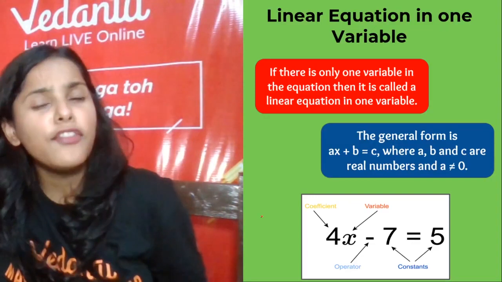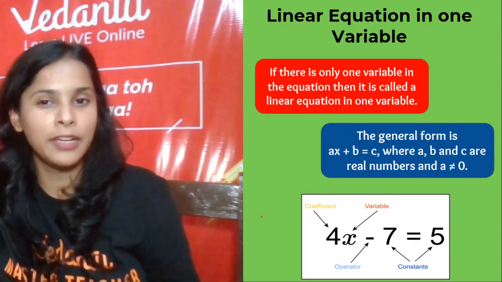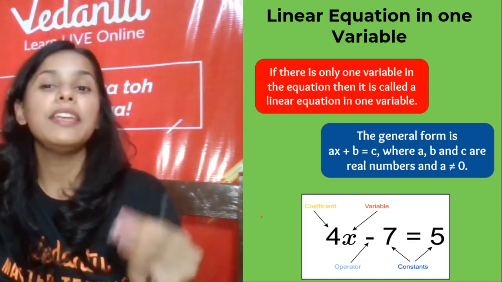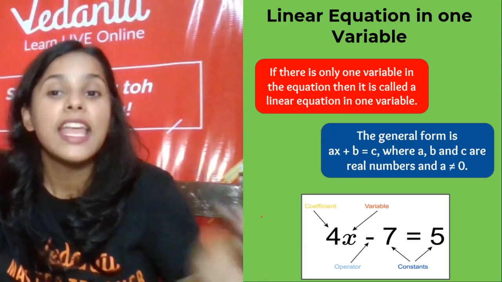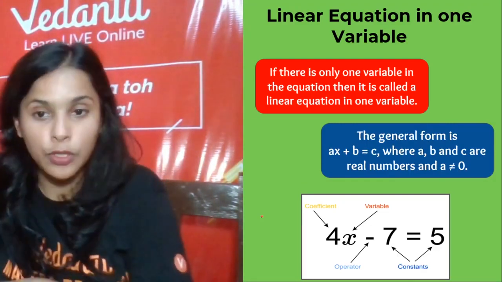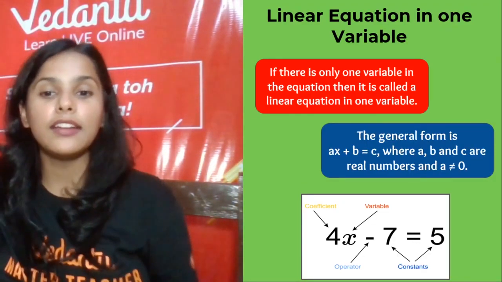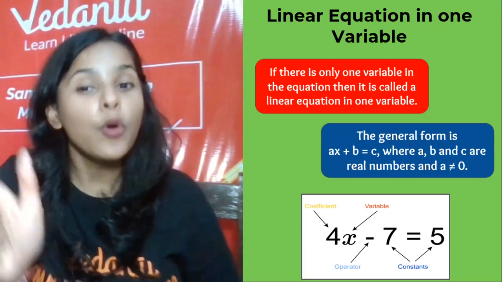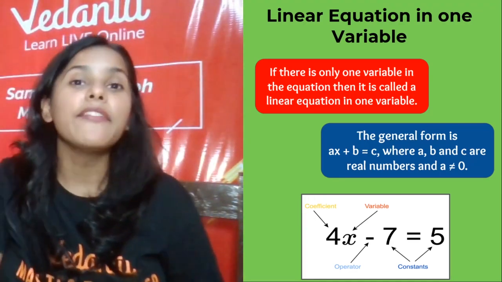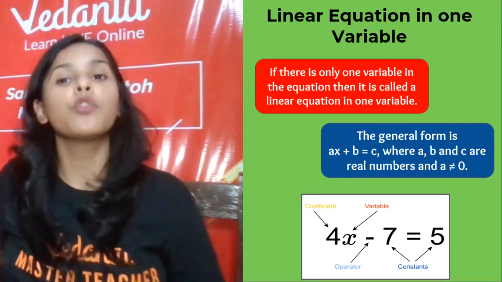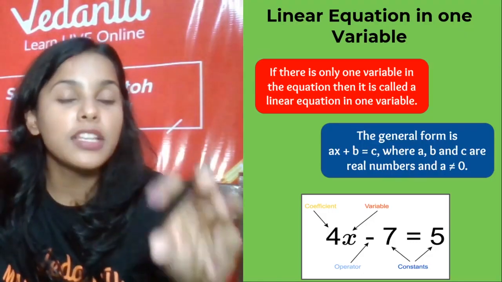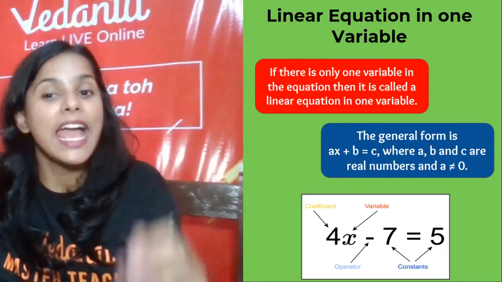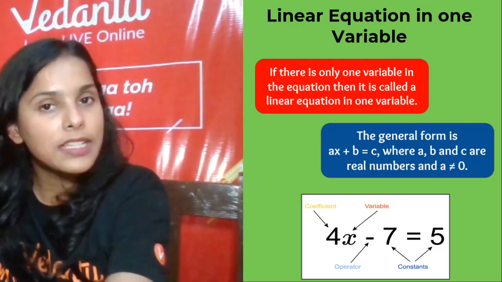Also, what is the general form of the linear equation in one variable? That is ax plus b is equal to c, where a, b, c are real numbers and a should not be equal to 0, right? Can you see here an equation given to you, that is 4x minus 7 is equal to 5, where 4x is a variable term, 7 is a constant and 5 is again a constant. Here the operator used is minus. In 4x, you have 4 as the coefficient and x is the variable. I hope it is clear to everyone.